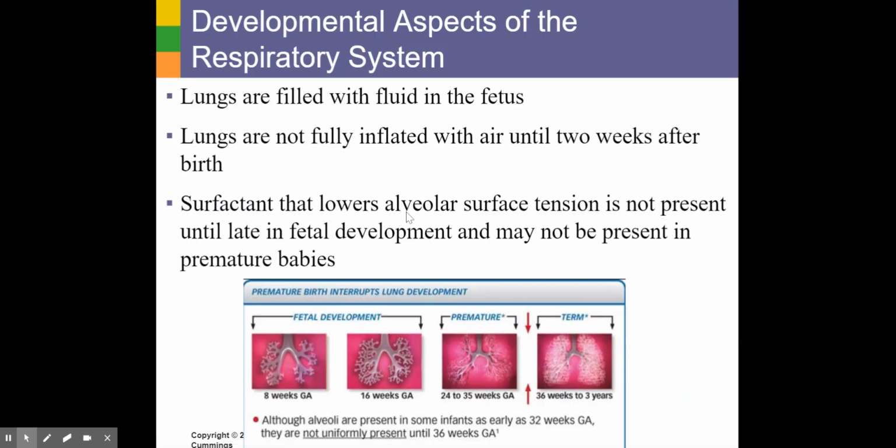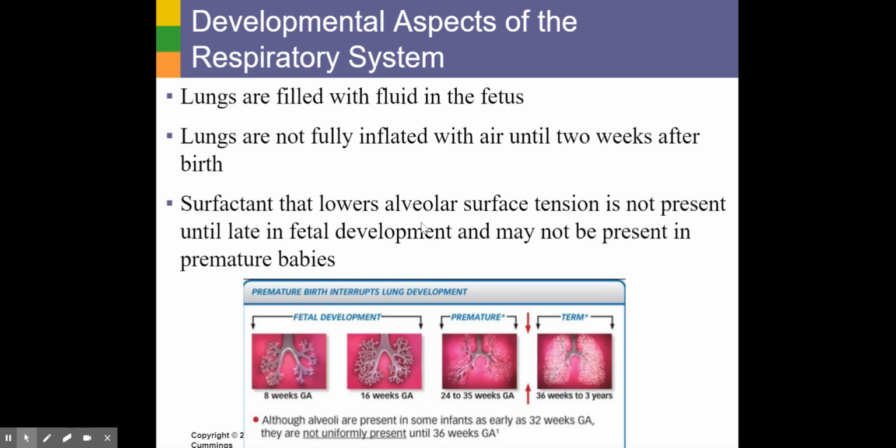Okay. Really quickly, developmental aspects of the lungs. So when we're in utero, all right, our lungs are actually filled with fluid. And then the lungs are not actually inflated with air until 2 weeks after birth because they're still trying to process some of that fluid that can be within the lungs.